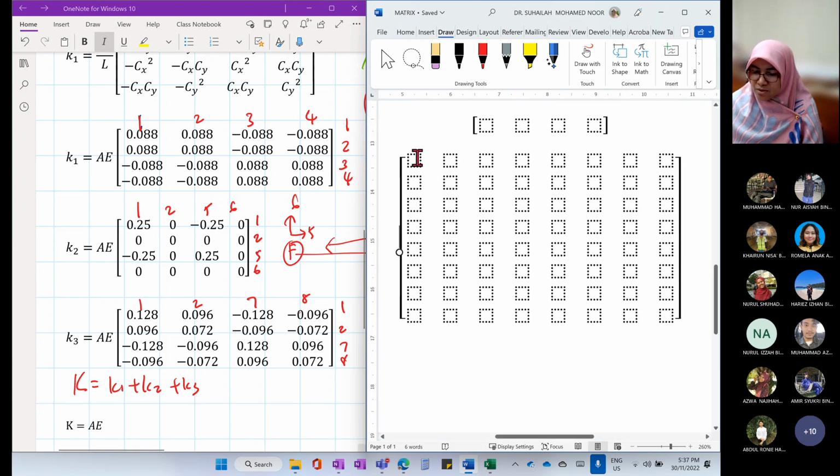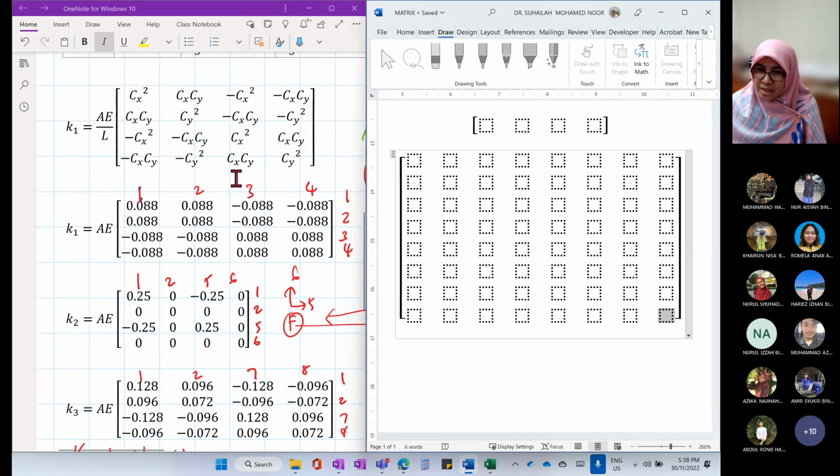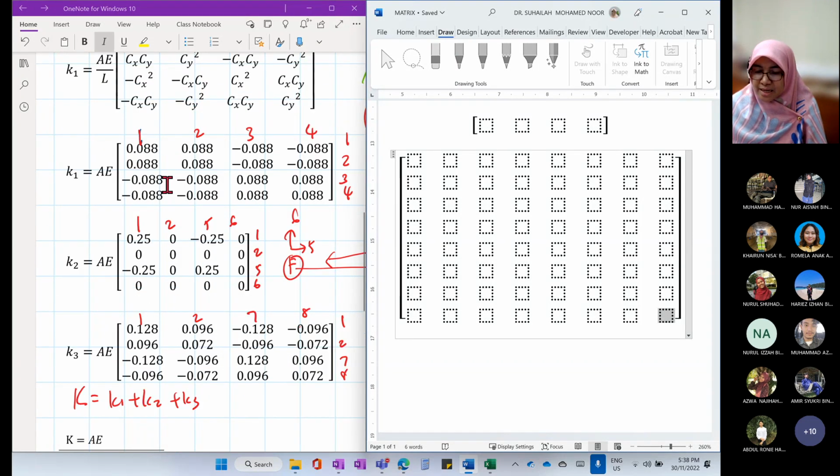For example, this one will be 1,1. This will be 1,2, 1,3, 1,4, 1,5, 1,6, 1,7, 1,8. Then 2,1, 2,2, 2,3, 2,4 until 2,8. Then 3,1, 3,2, 3,3, 3,4 until 3,8, and we do the same until 8,1, 8,2 up to 8,8. Then we put in the values, finding the value in K1, K2, and K3 based on the degree of freedom position.